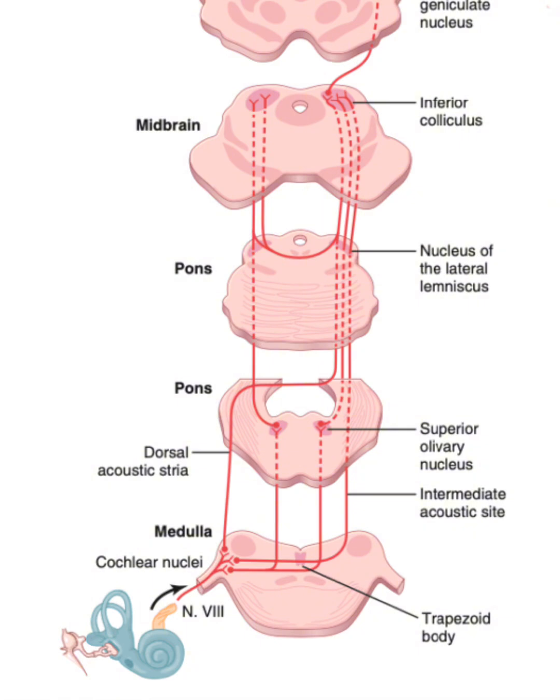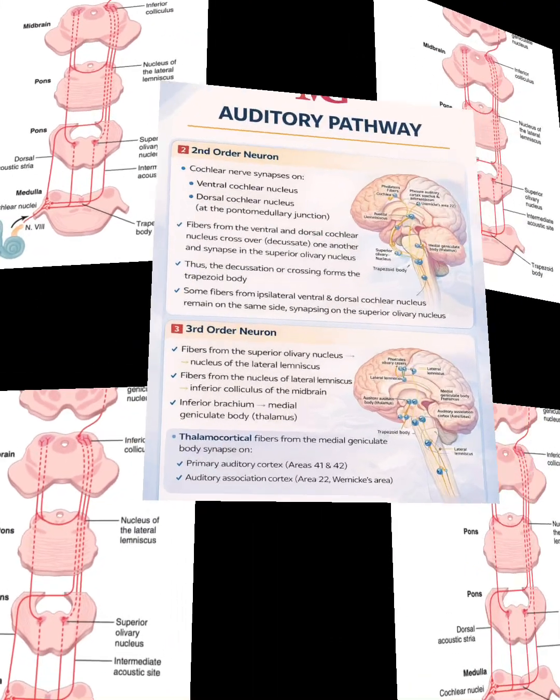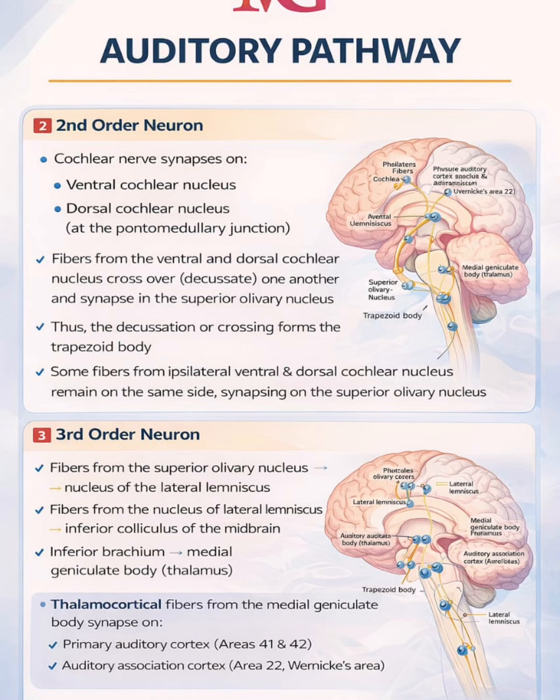So when they are in the superior olivary nucleus, some fibers from the superior olivary nucleus of the same side carry it and snap on the nucleus of lateral lemniscus. The nucleus of lateral lemniscus is at the upper level of the pons, so that is where they snap. Remember, after they cross, they snap on the superior olivary nucleus. Now from the superior olivary nucleus of the same side, fibers from the contralateral side and same side carry it up to the nucleus of lateral lemniscus in the same pons.